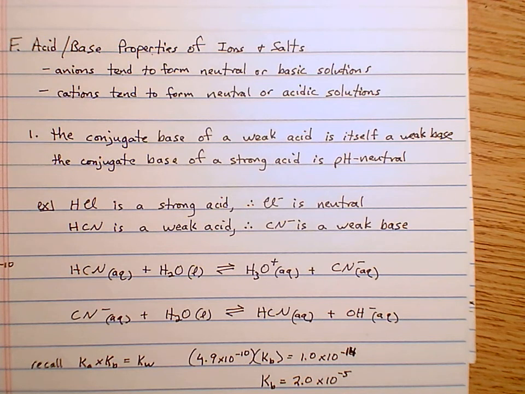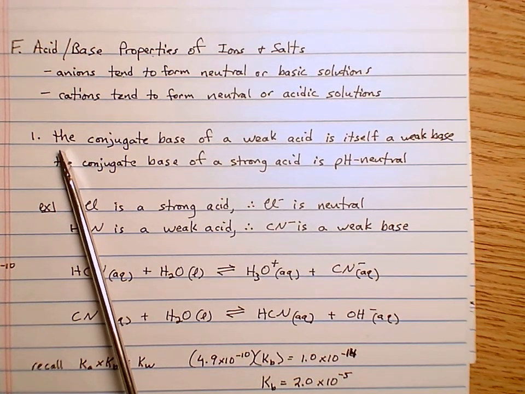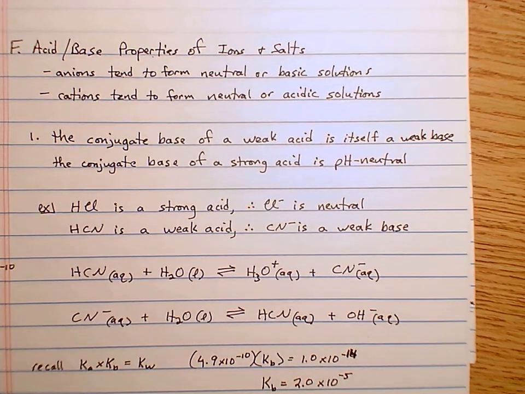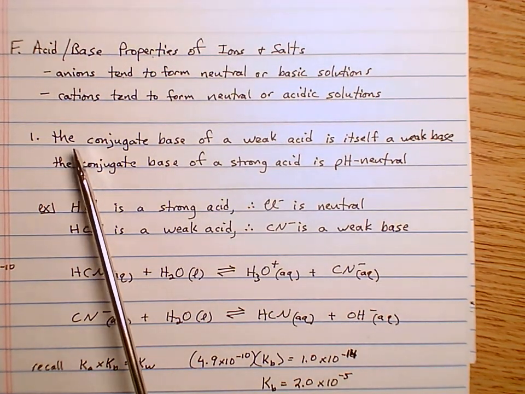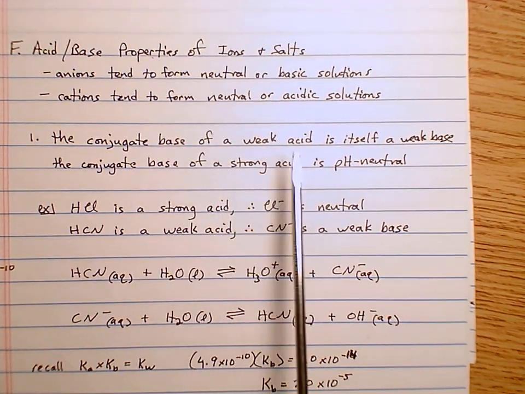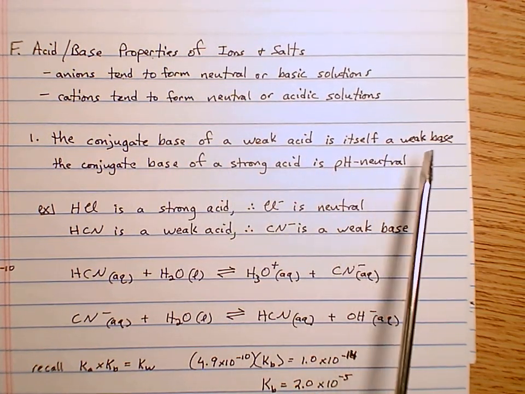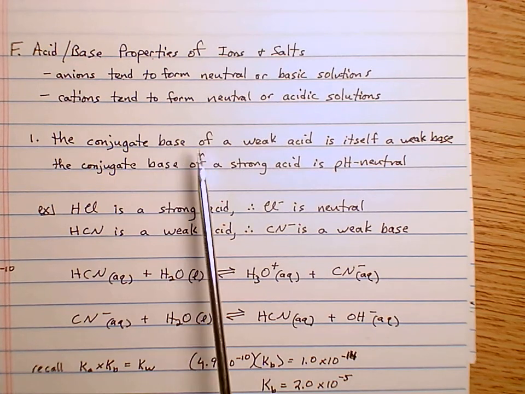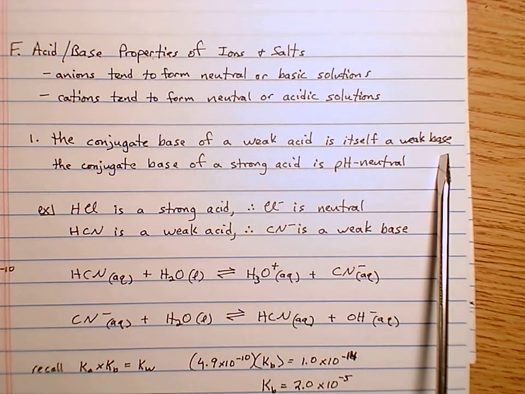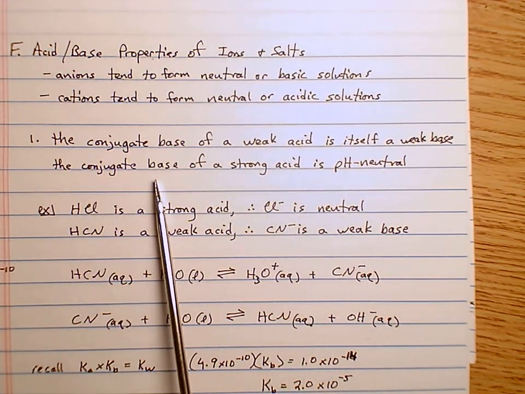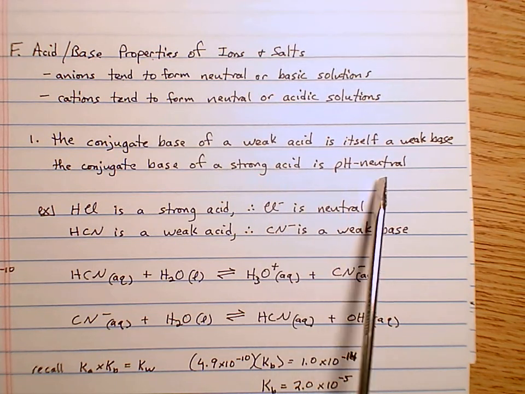And how do you know if an anion or a cation is basic or neutral or acidic? By really 4 rules. The first 2 we're going to discuss right now. The next 2 we will discuss on the next page. The conjugate base of a weak acid is itself a weak base. The conjugate base of a strong acid is pH neutral.